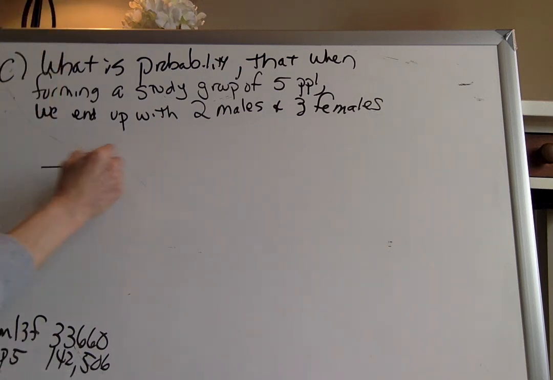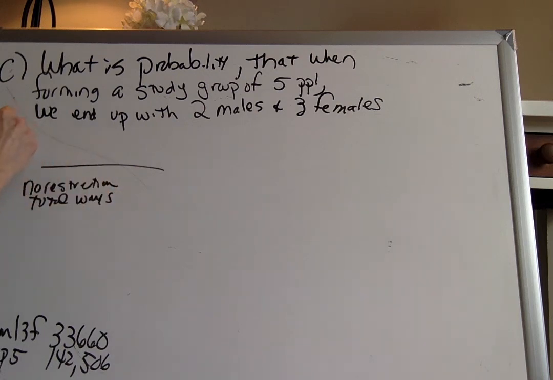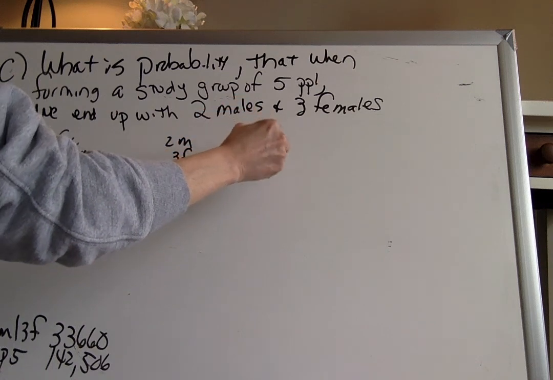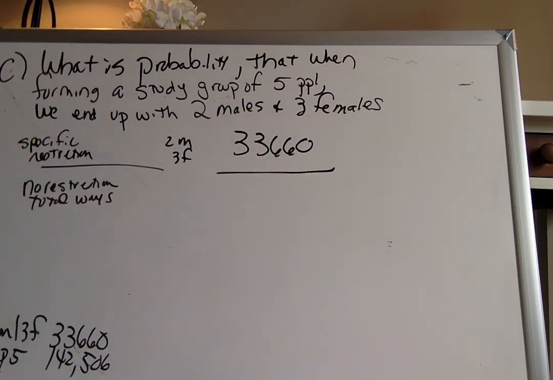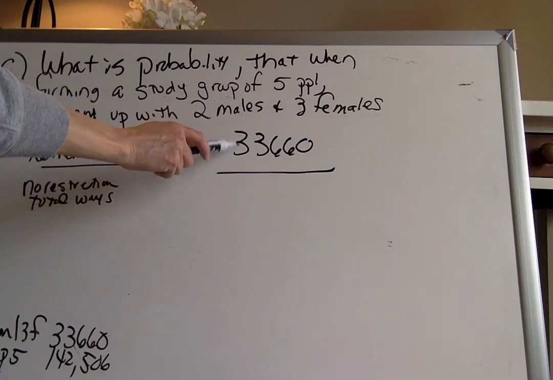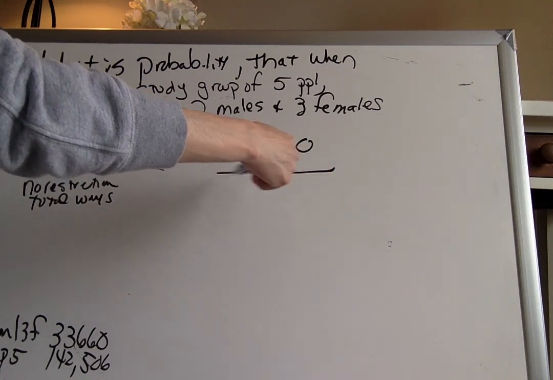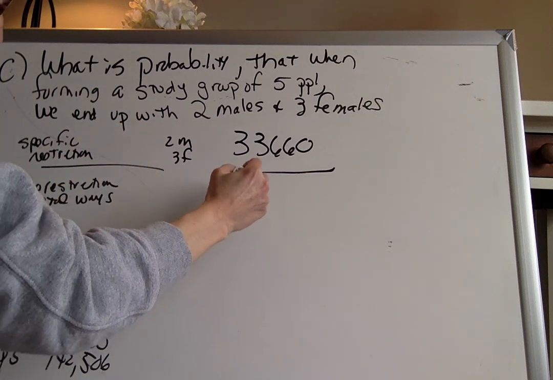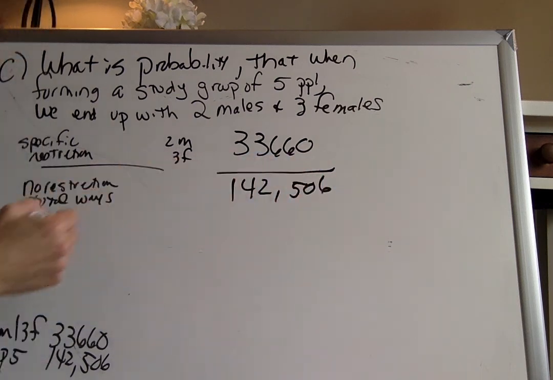Think about a fraction. So in general, you're going to put the no restriction, just how many ways total, in the denominator. But then the specific restriction is the numerator, right? So the whole 2 male, 3 female, that's our numerator, because not every group of 5 had 2 males and 3 females, right? But that's the specific thing they're asking me about. Out of just generically, how do we pick 5 people out of 30, which was our 142,506 from earlier.